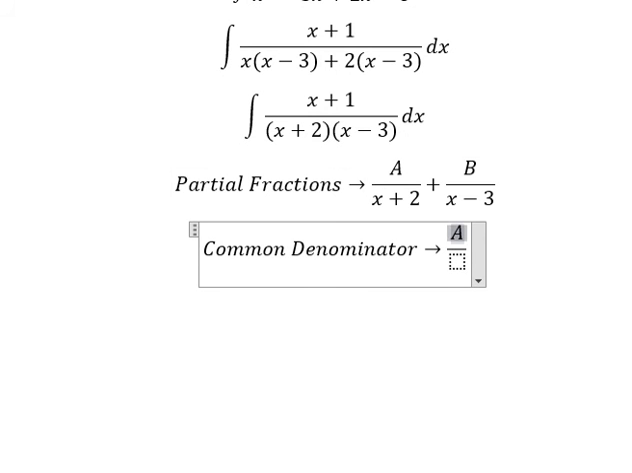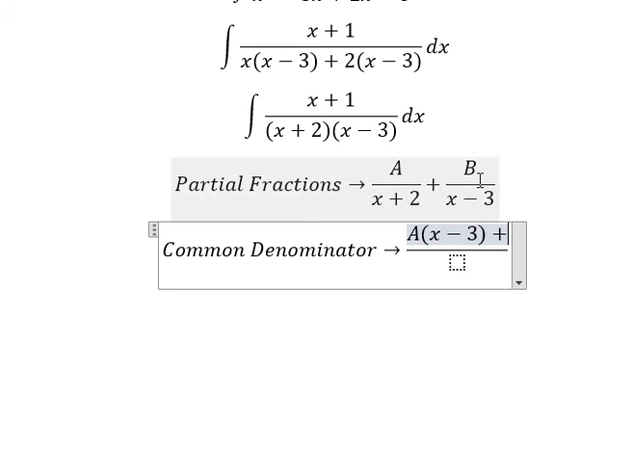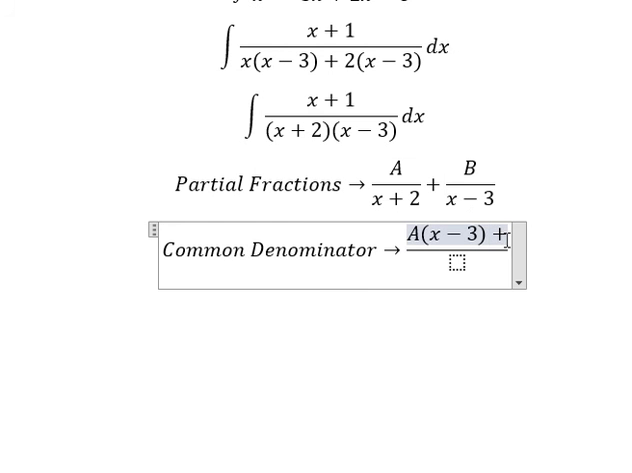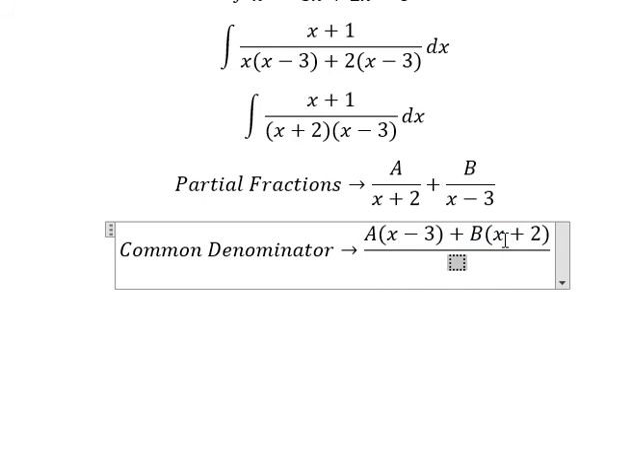So capital A multiplied by x minus number 3. About this one, it is missing x plus number 2. So capital B multiplied by x plus number 2.